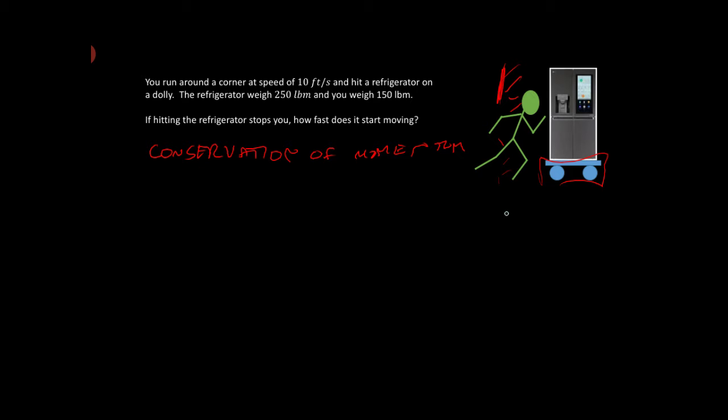So our condition here is that originally you are moving at the speed v, and the refrigerator is moving at 0. And in the end, you are not moving at all, so you're moving at 0, and the refrigerator is sliding away at some speed u. So the condition I have is that you have stopped, so your final velocity is 0. That is enough to let us solve for the final velocity.